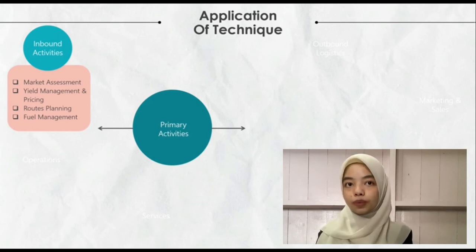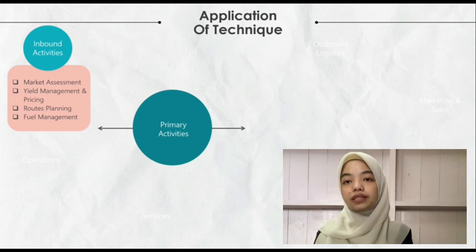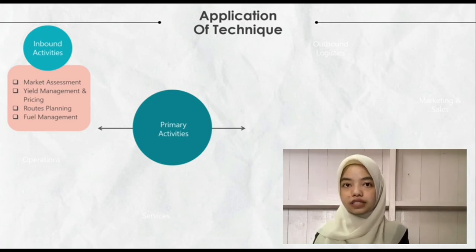Next is route planning. Azure has the widest routes in Asia, which is 132 routes over countries. Next is fuel management. Azure uses Airbus A320, which has more fuel efficiency than Boeing 737, and planning to order Airbus A320neo, which has 15% more fuel efficiency.